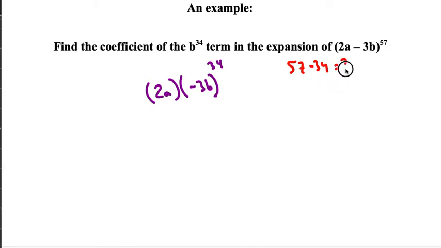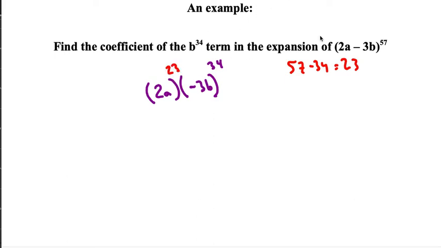So here's an example. Find the b to the 34th term in this expansion. Now we know that's going to be 2a times a negative 3b, right? And we know that this is going to be to the 34th power. Why? Because it's got to be the b to the 34th. How do we figure out what to raise the other term to? Well, we take 57 minus 34, which works out to be 23, and that becomes the power of this.